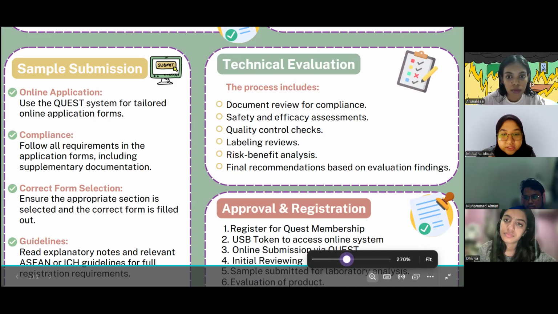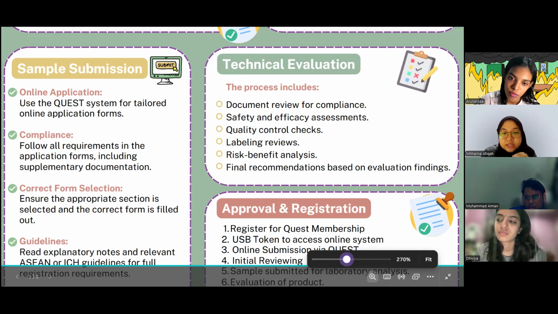And lastly is final recommendation. So based on the evaluation, NPRA will provide recommendation for approval or rejection. If approved, they may set conditions for market authorization, including post-market monitoring. So this process ensures that only safe and effective products are allowed in the market, protecting public health.